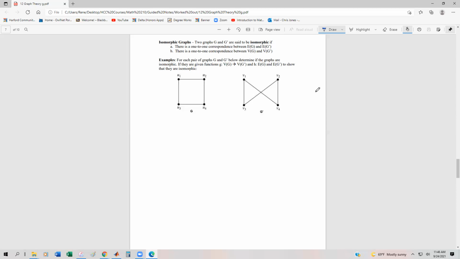All right, so let's start with an easy example. We have this G and G prime. I'm going to call this V of G, and I'm just going to have a set, and in here let's have U sub 1, U sub 2, U sub 3, and U sub 4. And we can have a mapping to V of G prime.